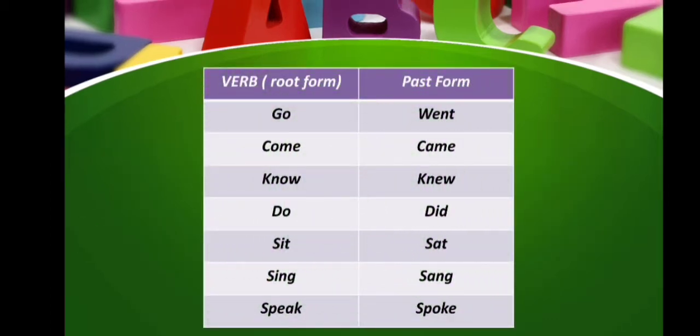Here are some examples of irregular verbs. I have shown in the table that the left side is the verb root form and the right one is the past form. So, go, went; come, came; know, knew; do, did; sit, sat; sing, sung; speak, spoke. These are the past forms of the irregular verbs. I hope that you all have cleared about the simple past tense. So let's move to the exercise part.